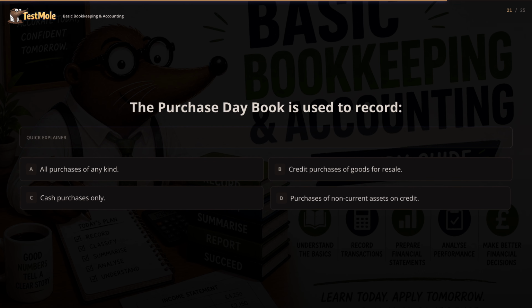Let's review the options. A. All purchases of any kind. B. Credit purchases of goods for resale. C. Cash purchases only. D. Purchases of non-current assets on credit.